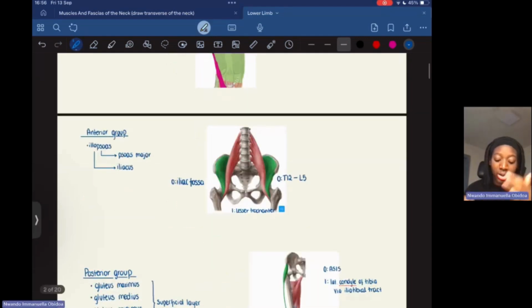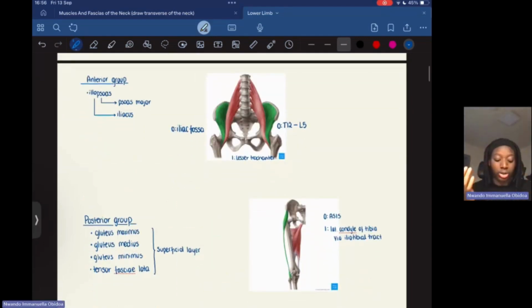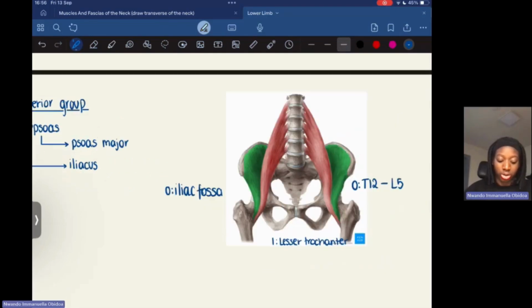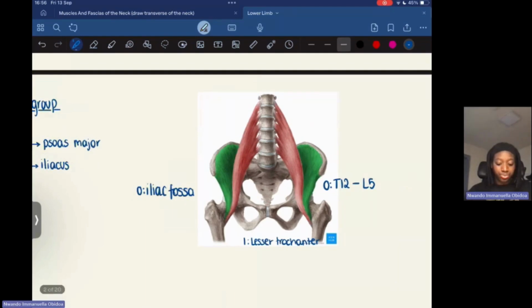And the muscles of the hip can be broken into two groups, the anterior and the posterior group. The anterior group includes one main major muscle, iliopsoas, which consists of two muscles, psoas major and iliacus. Iliacus originates from the iliac fossa and inserts on the lesser trochanter. The psoas major originates from T12 to L5 and also inserts on the lesser trochanter.